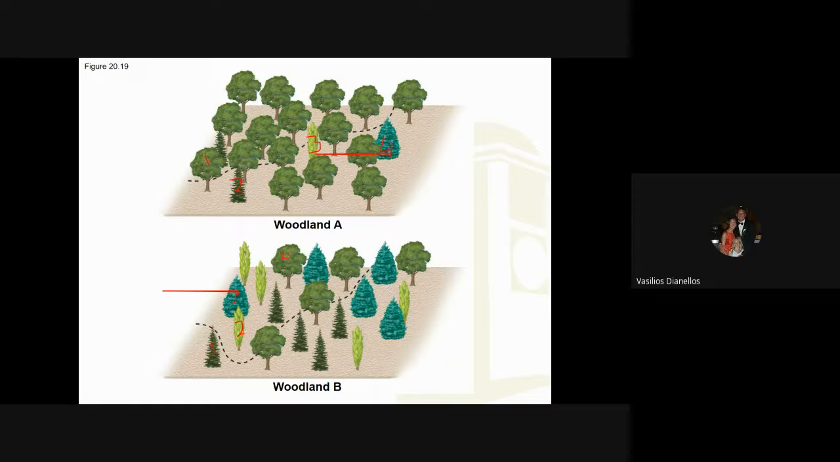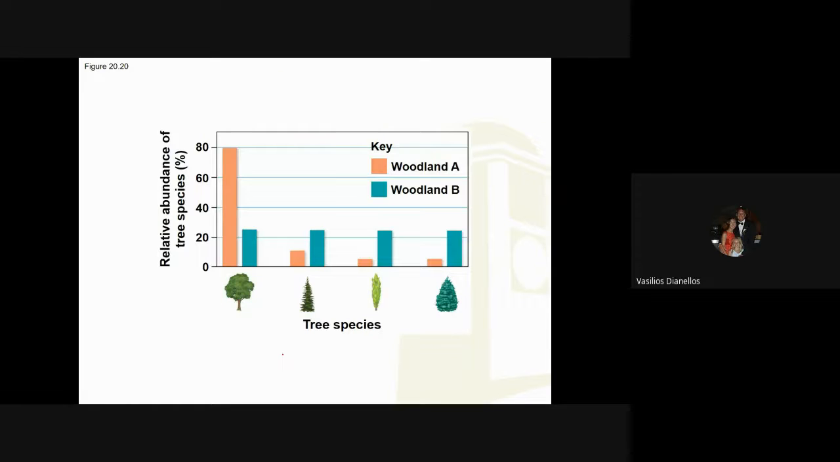So we're still dealing with the same number of species, but woodland B has more biodiversity because, as you can see, woodland A is mostly these oak-looking trees, these hardwoods, right? Meanwhile, woodland B is a good mixture of all those 4 species. Does that make sense? Yes. Okay. So those are the 2 different ways of looking at species diversity. And then there's just a graph of what I just showed you. So you saw the different trees, and there's a graph comparing woodland A to woodland B.